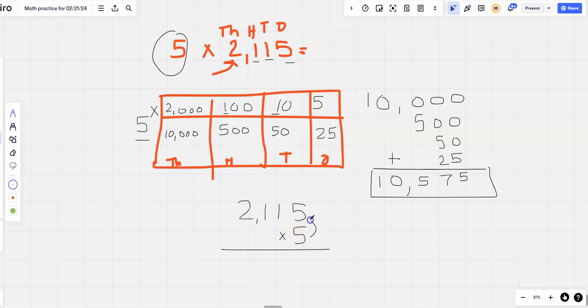We start off with our 5 times 5, which is 25. Carry your 2 over. 5 times 1 is 5. Remember, we're adding the 2, which is 7. And then we do 5 times 1 is 5. And finally, we have 5 times 2 is 10. And we do get the same answer, 10,575. Okay, so I hope that helps. Remember, these are called area models for multiplication with 1 digit, and then we have our original format.